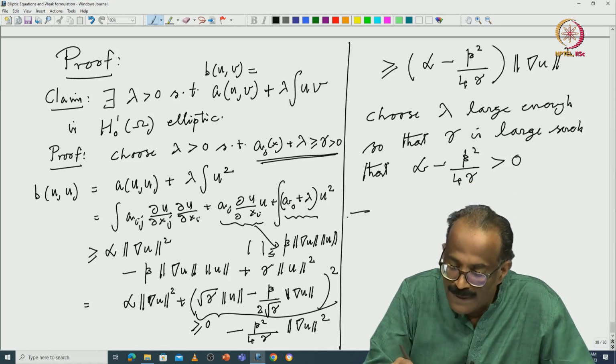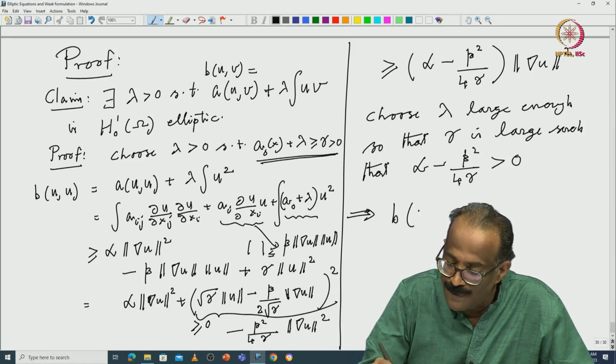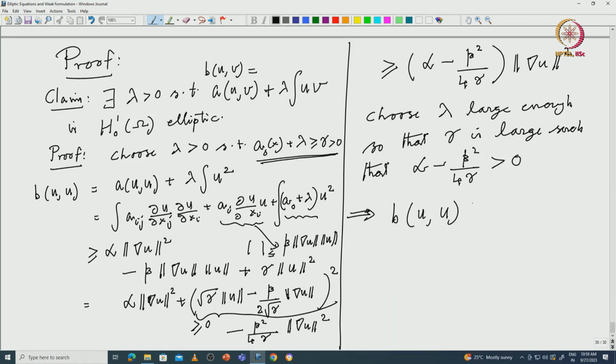So, that implies your B(u,u) is greater than or equal to some constant alpha bar into norm grad u square. Now, apply Poincare inequality to get some other alpha, maybe alpha tilde, into norm of u in H1 naught of omega square. Okay. So, that gives you, so you have a weak formulation that implies, okay.